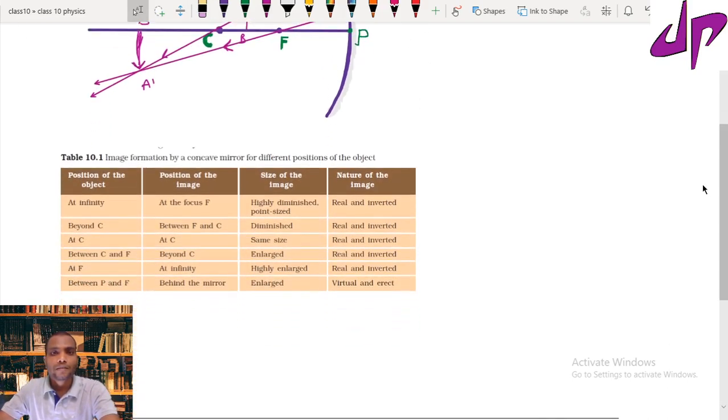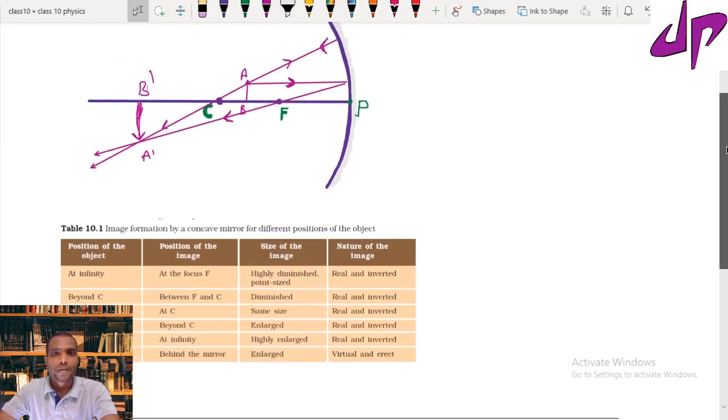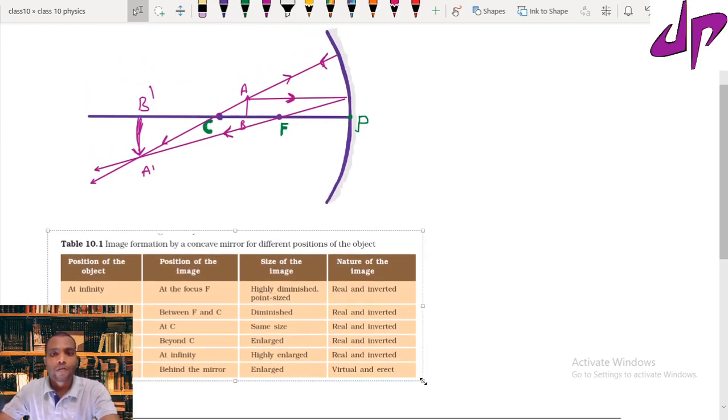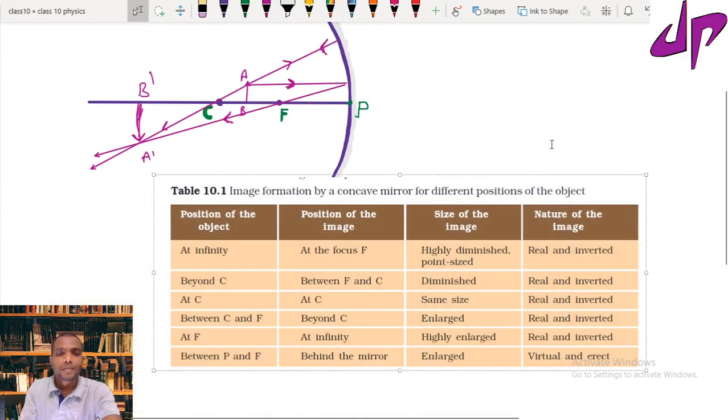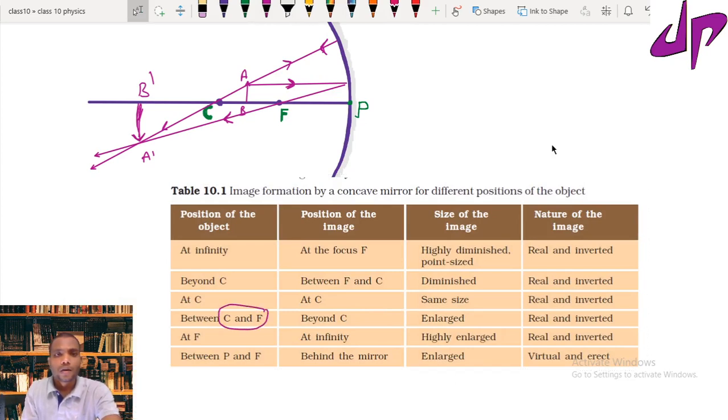Now let's see what the characteristics of the image are. If the object is between center of curvature and focus, the position of the image is beyond the center of curvature, and the size of the image is enlarged, it means it is bigger than the object. So this will be an enlarged size, and the nature of the image is real and inverted. So this image is a real image.